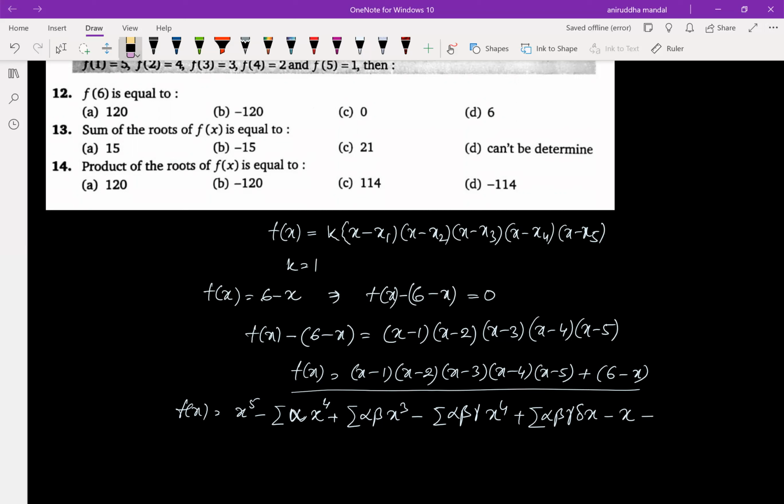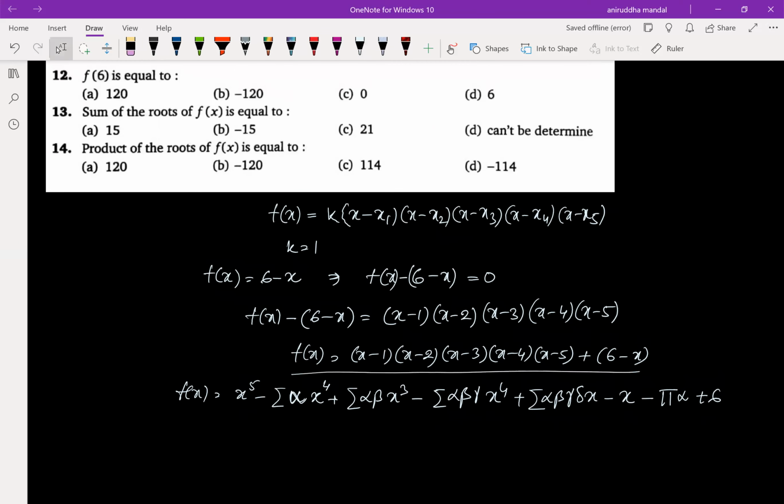So last is minus product is pi of alpha. Okay, and plus 6. So this is the polynomial expression of 5-degree. So now we have to find the value of f6. So putting first f6 is 6 minus 1, 6 minus 2, which means this is 1, 2, 3, 4, and 5. Okay, put the value of 6 here, so we'll get 126. So option A is correct.